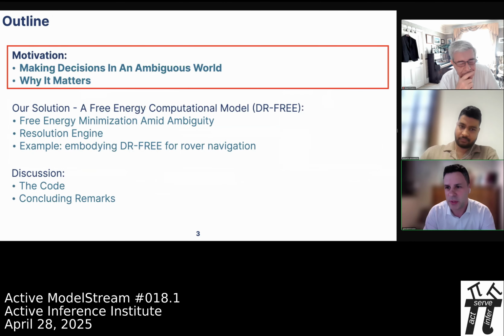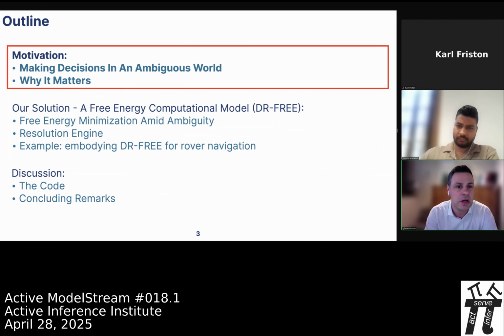So I will start with some motivation. First of all, motivating the problem: why we should be able to design autonomous agents that can make decisions amid ambiguity. And we will check some differences between how natural intelligence agents behave and current autonomous agents. Then I will jump into our solution for free energy minimization, which is Dr. Free, this computational model I'm going to talk about. And then I will let the floor to Hozefa for some discussion about the code, to finally conclude with some remarks.